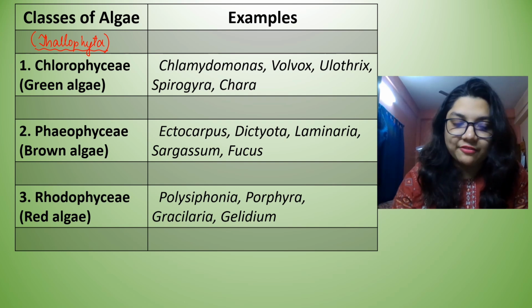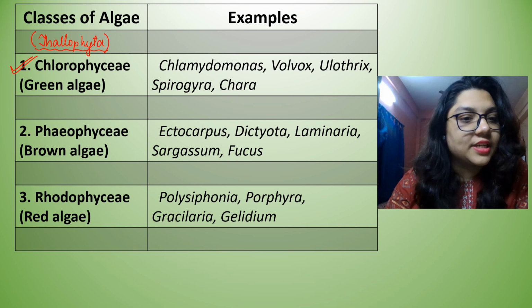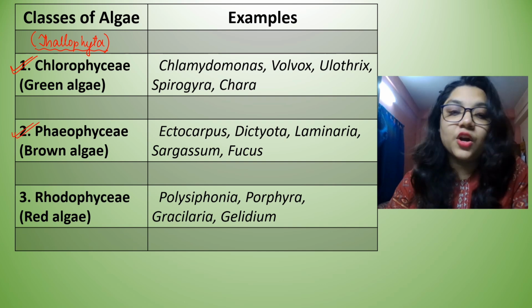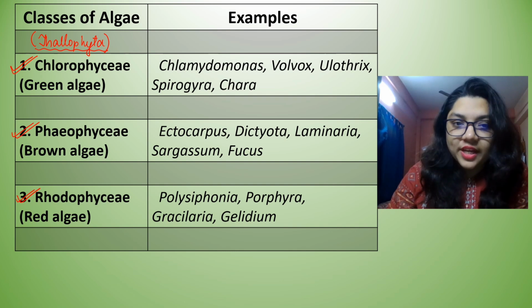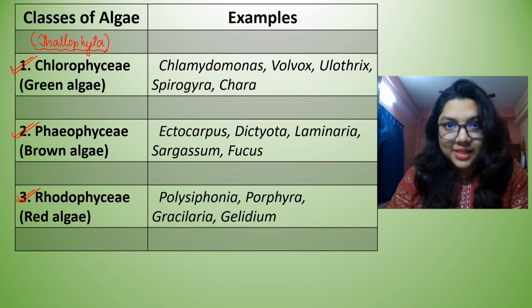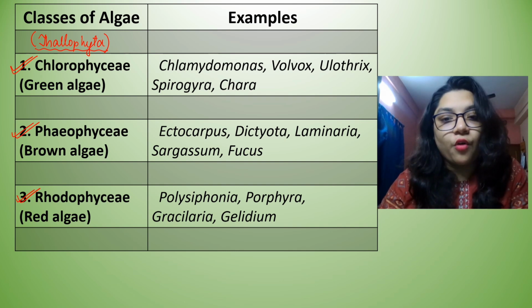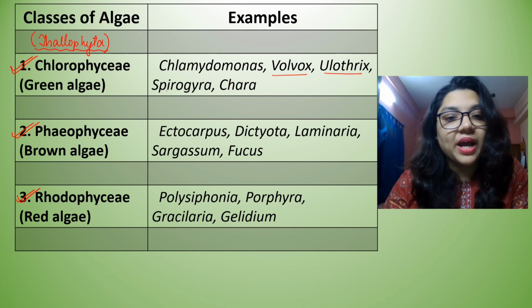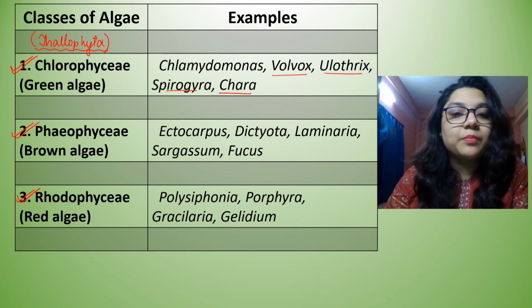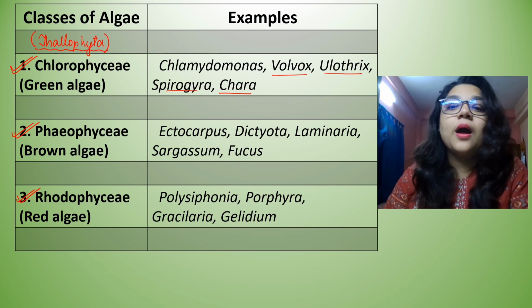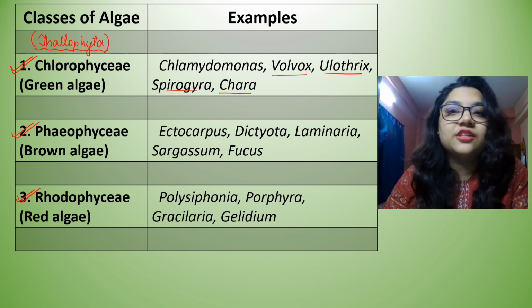Fine. So algae or thallophyta is further subdivided into three different classes based on the pigments, that is the color they have. Green algae are chlorophyceae, brown algae phaeophyceae, red algae rhodophyceae. Right? So for green algae, chlorophyceae, we have to remember the examples Chlamydomonas, Volvox, Ulothrix, Spirogyra and Chara. Then phaeophyceae, you have the examples Ectocarpus, Dictyota, Laminaria, Sargassum and Fucus.